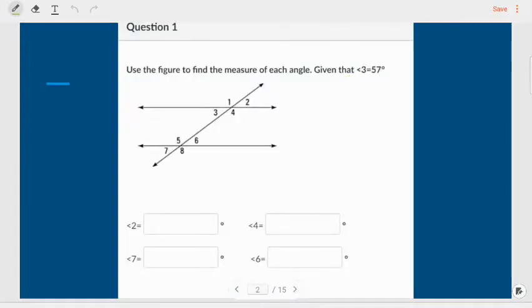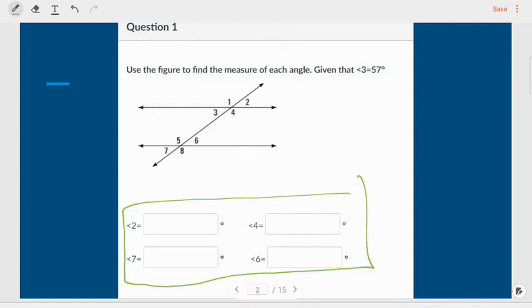This video is going to go over the Unit 11 Angles Review assignment. Feel free to jump through to any problems that you have questions on. Let's go ahead and get started.